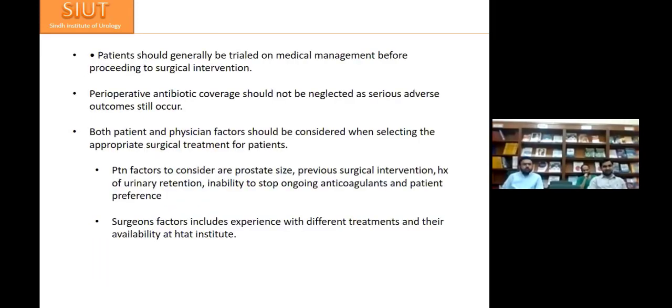So, the general rules are: the patient should generally be trialed on medical management before proceeding to surgical intervention. Perioperative antibiotic coverage should not be neglected, as serious adverse outcomes still occur. Both patient and physician factors should be considered when selecting the appropriate surgical management. Patient factors to consider are prostate size, previous surgical intervention, history of urinary retention, inability to stop ongoing anticoagulants, and patient preferences. Surgeon factors include experience with the different treatment options and their availability in that institute.